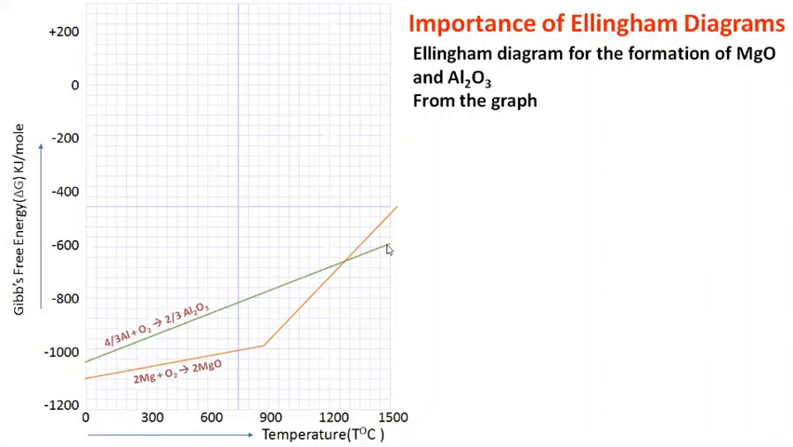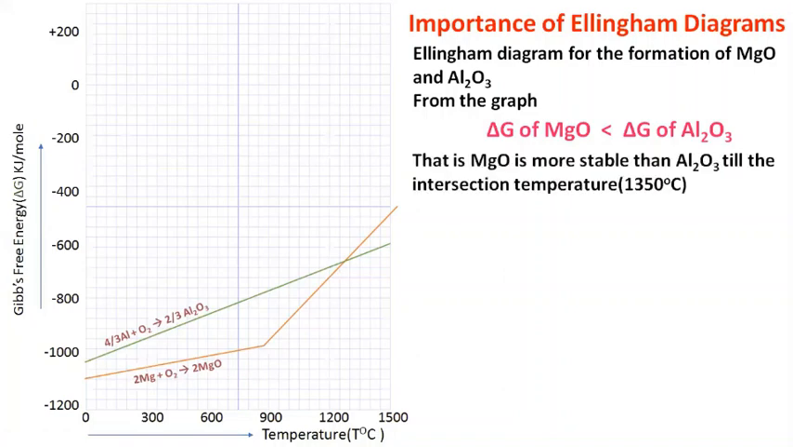But above 1350 degrees centigrade, it is getting reversed. That is to say that aluminum oxide has a lower delta G value than magnesium oxide. That is why above 1350 degrees centigrade, alumina, Al2O3, is more stable than magnesia, that is MgO, magnesium oxide. So initially, the delta G value of magnesium oxide is less than that of aluminum oxide. This is happening up to 1350 degrees centigrade. So that is why magnesium oxide is more stable than aluminum oxide below 1350 degrees centigrade.